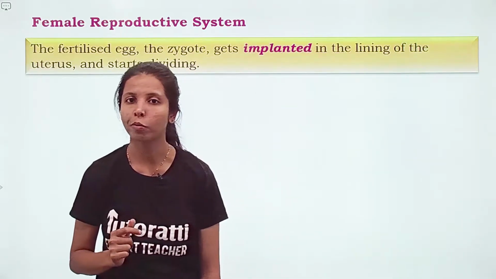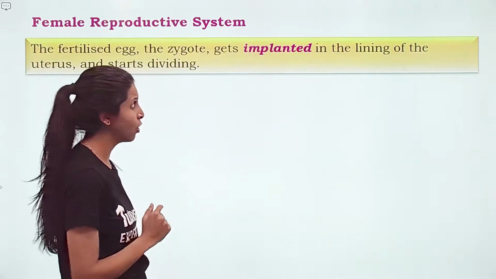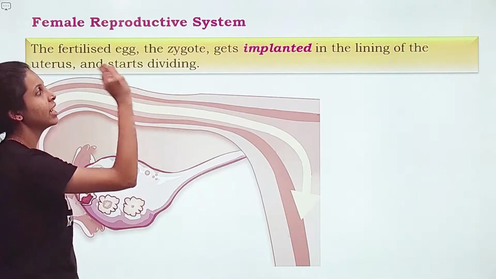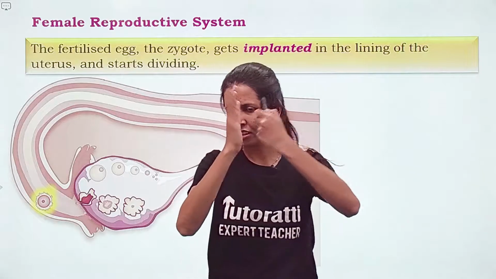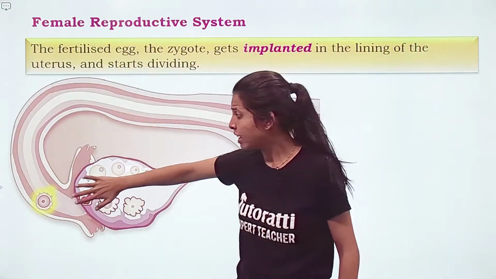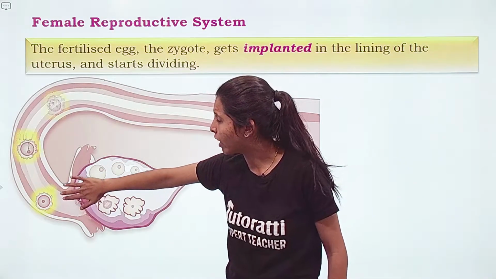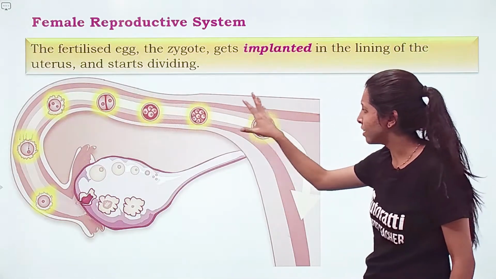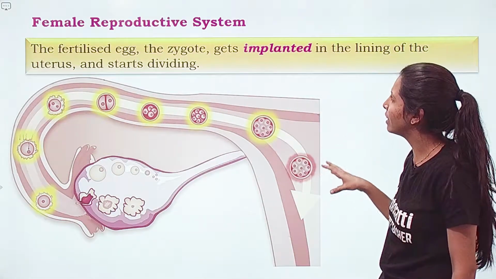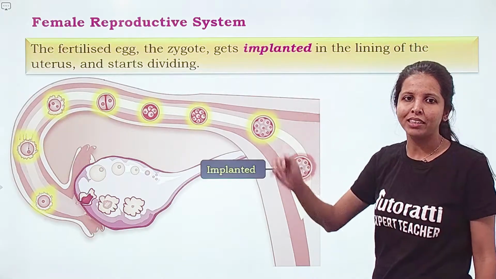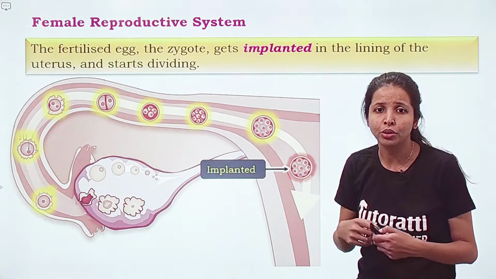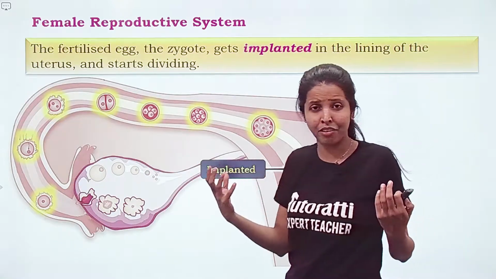And a zygote is formed. What happens to the zygote? The zygote gets implanted. Understand implanted as being fixed in place. Just see, this has formed, the baby is fertilized. Slowly, slowly, the zygote is going to get implanted. Implanted is nothing but attached. It gets implanted into the lining of the uterus and thus starts dividing.